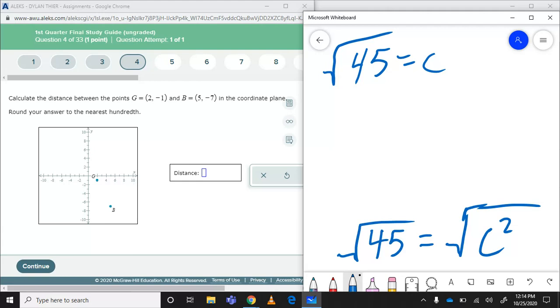Now, in later math classes, we may spend some more time talking about ways to simplify this number down. But for now, we're fine just using that as your answer. In this question, it says round your answer to the nearest hundredth. So I think what they're expecting is that we're going to take a calculator or go to Google and type in square root of 45 and then round our answer to the nearest hundredth.